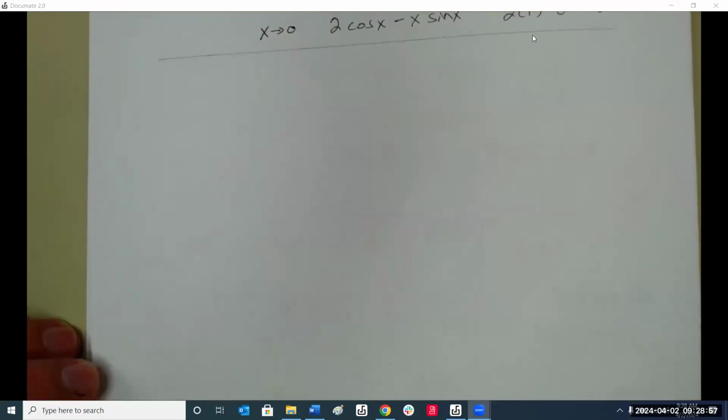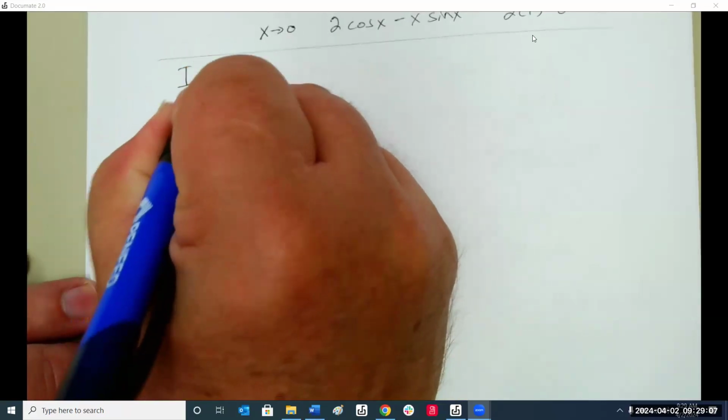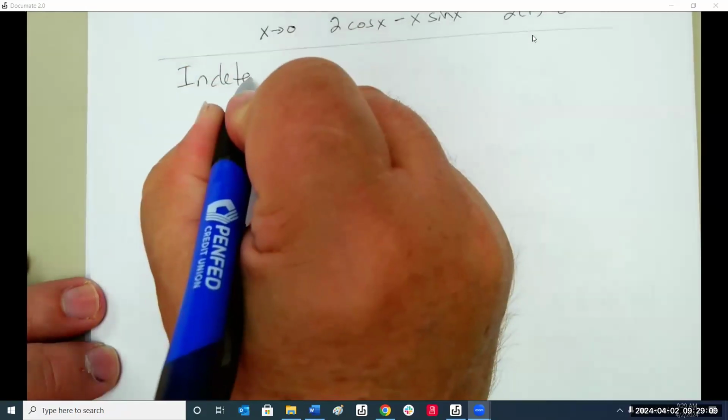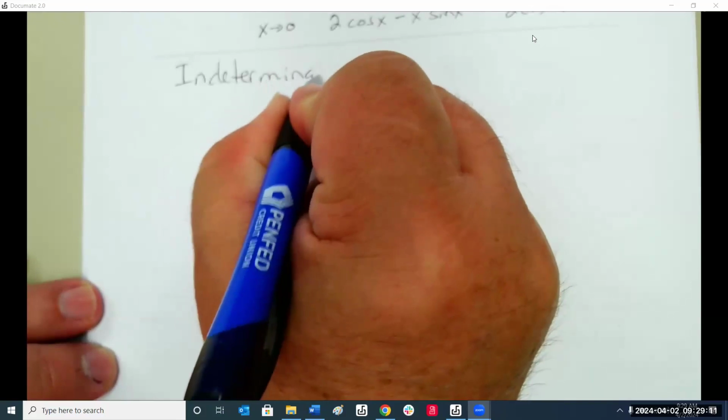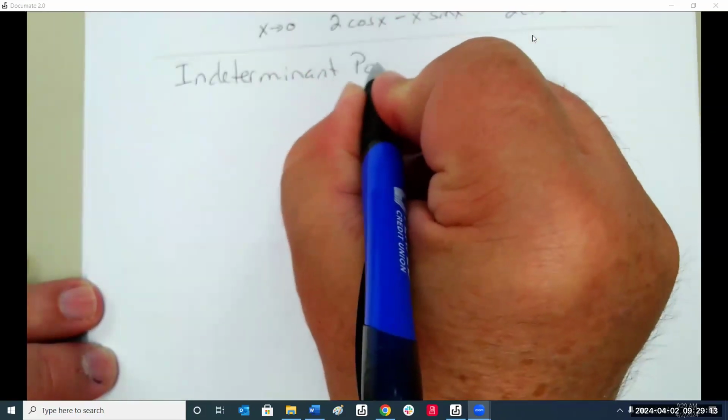So now that does it with the 0 over 0, infinity over infinity, 0 times infinity, or infinity minus infinity. Now we're looking for indeterminate powers.